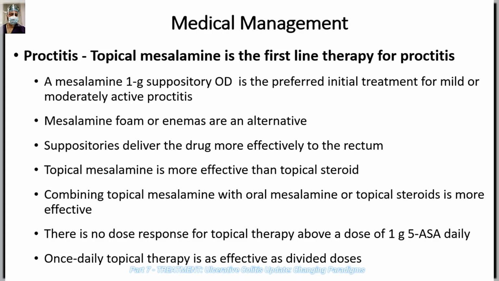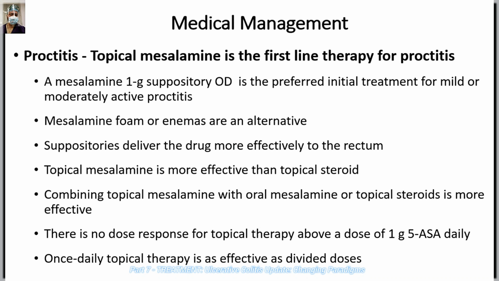Topical mesalamine is the first line therapy for a patient with mild to moderate inflammation. Mesalamine 1 gram suppository once daily is the preferred initial treatment. Mesalamine foam or enemas are an alternative. The suppository delivers the drug more effectively to the rectum, which receives a higher concentration as compared to the oral route, and topical mesalamine is more effective than topical steroids. Combining topical mesalamine with oral mesalamine or topical steroid is more effective. The combinations are more effective.